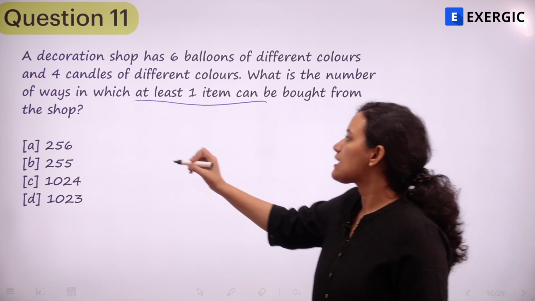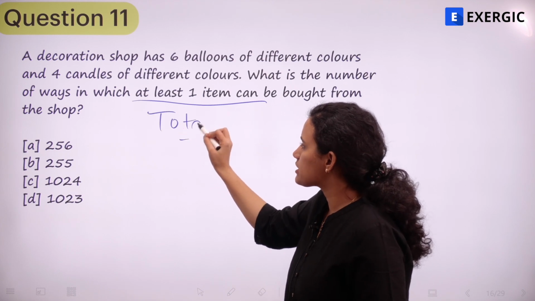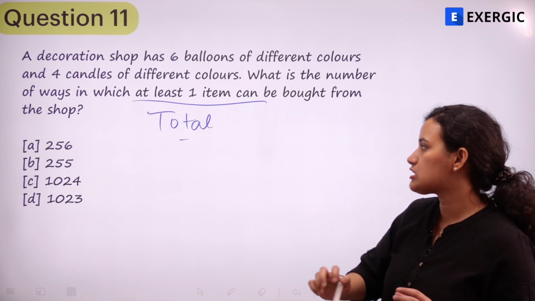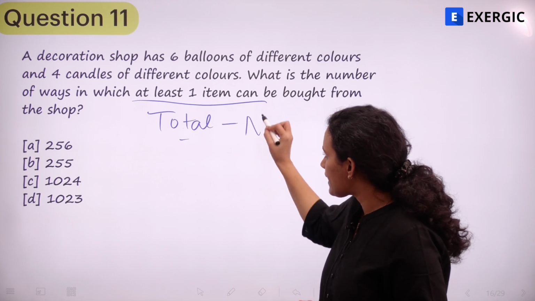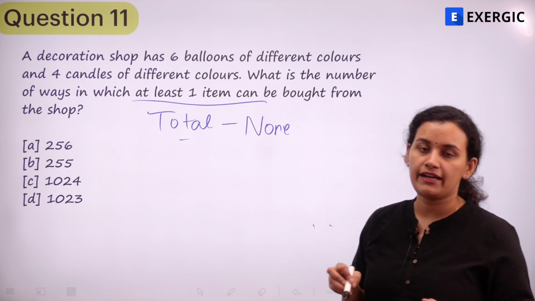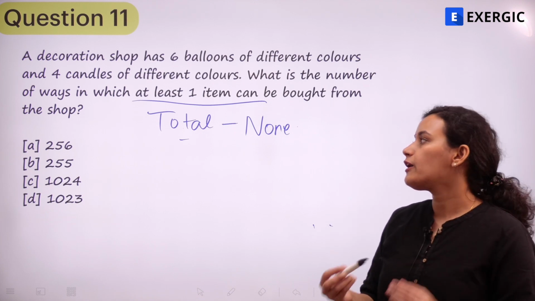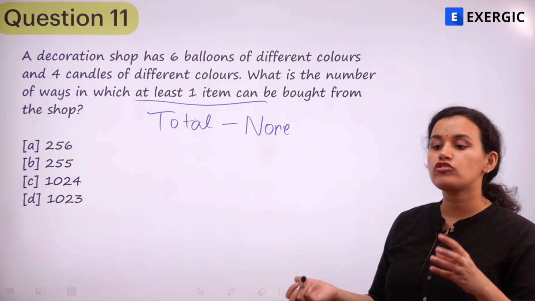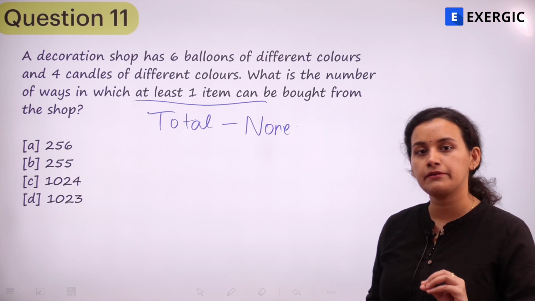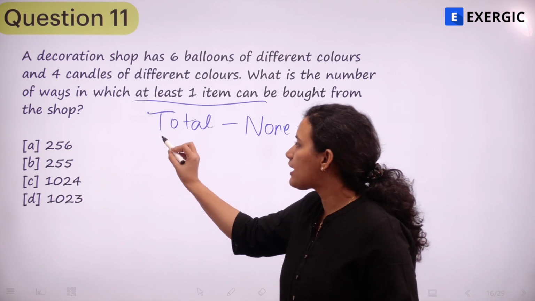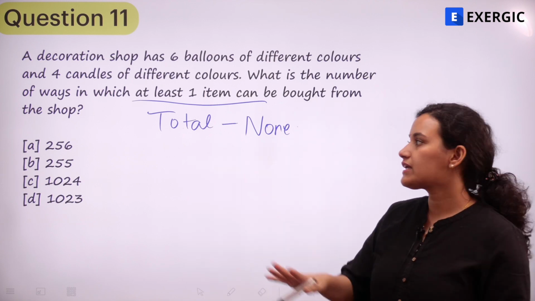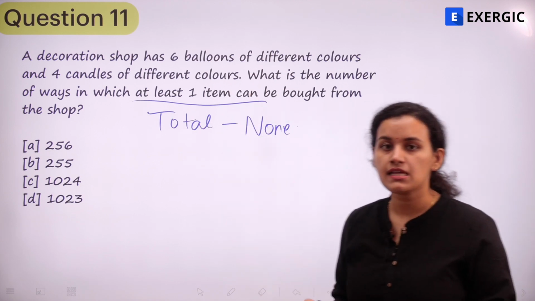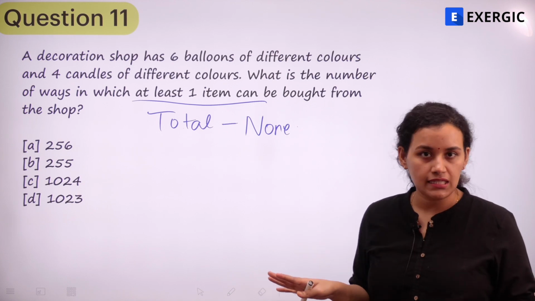So at least one means I'm going to be thinking about the total number of selections that are possible out of these 6 distinct balloons and 4 distinct candles, and then I'm going to subtract the case where no selection has been made. That is how my approach should be for questions where at least one has been asked to find out. Right, so remember we have to select at least one item. That item can be balloon, that item can be candle also. So what I'll do is I will try to find out what are all the total ways in which I can select, what are all the different selections possible when I have 6 distinct balloons and 4 distinct candles, and then I'm going to subtract the case where I'm not selecting anything.